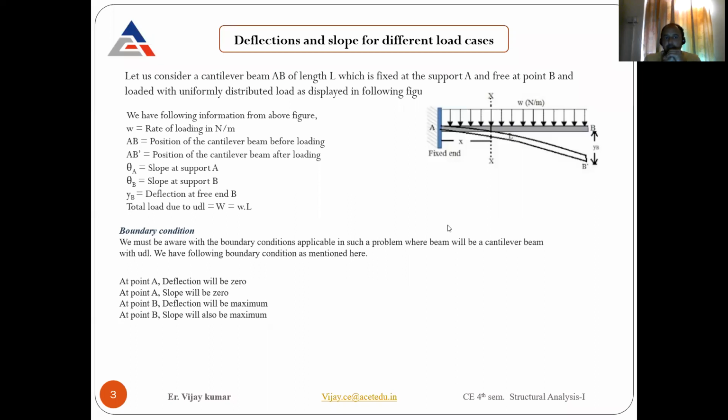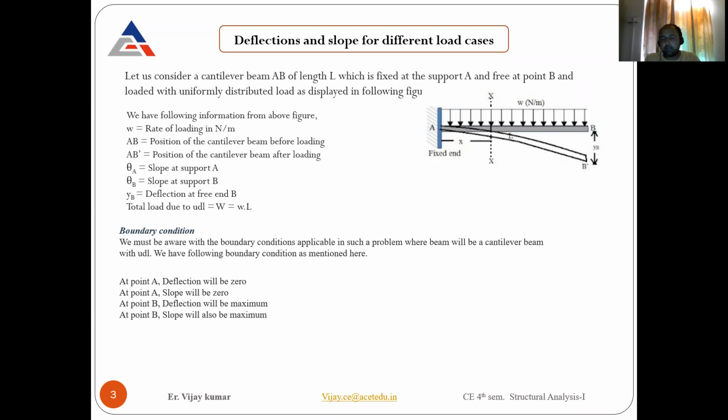So next case, this case has been discussed in the previous class, but I should explain it again. That's why I bring it up, but I will not take more time to discuss this particular point. In this case, we are considering a cantilever beam AB. A is the fixed end, B is the free end, of span length L, fixed at A and free at B, as you can see in the diagram, with a uniformly distributed load as displayed in the figure.